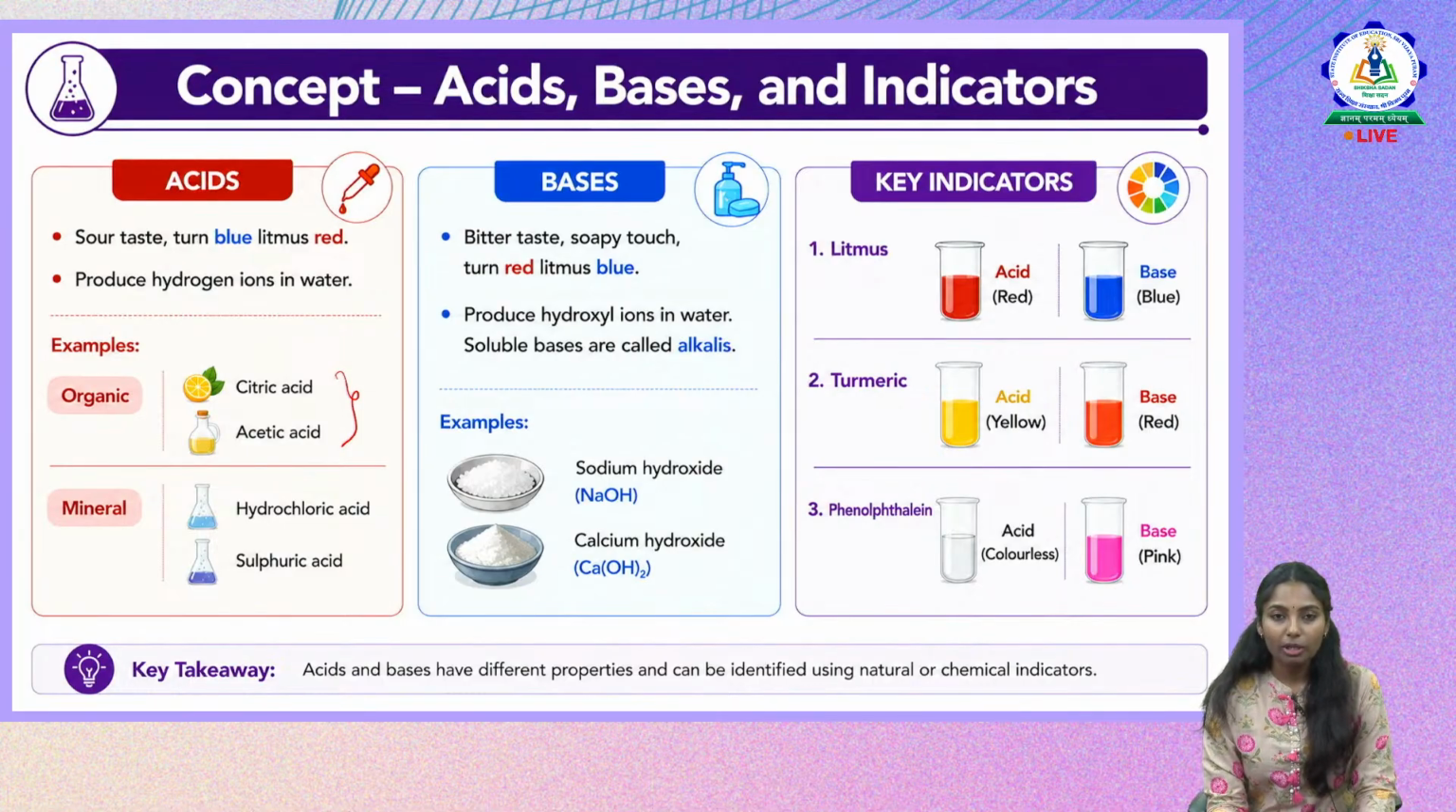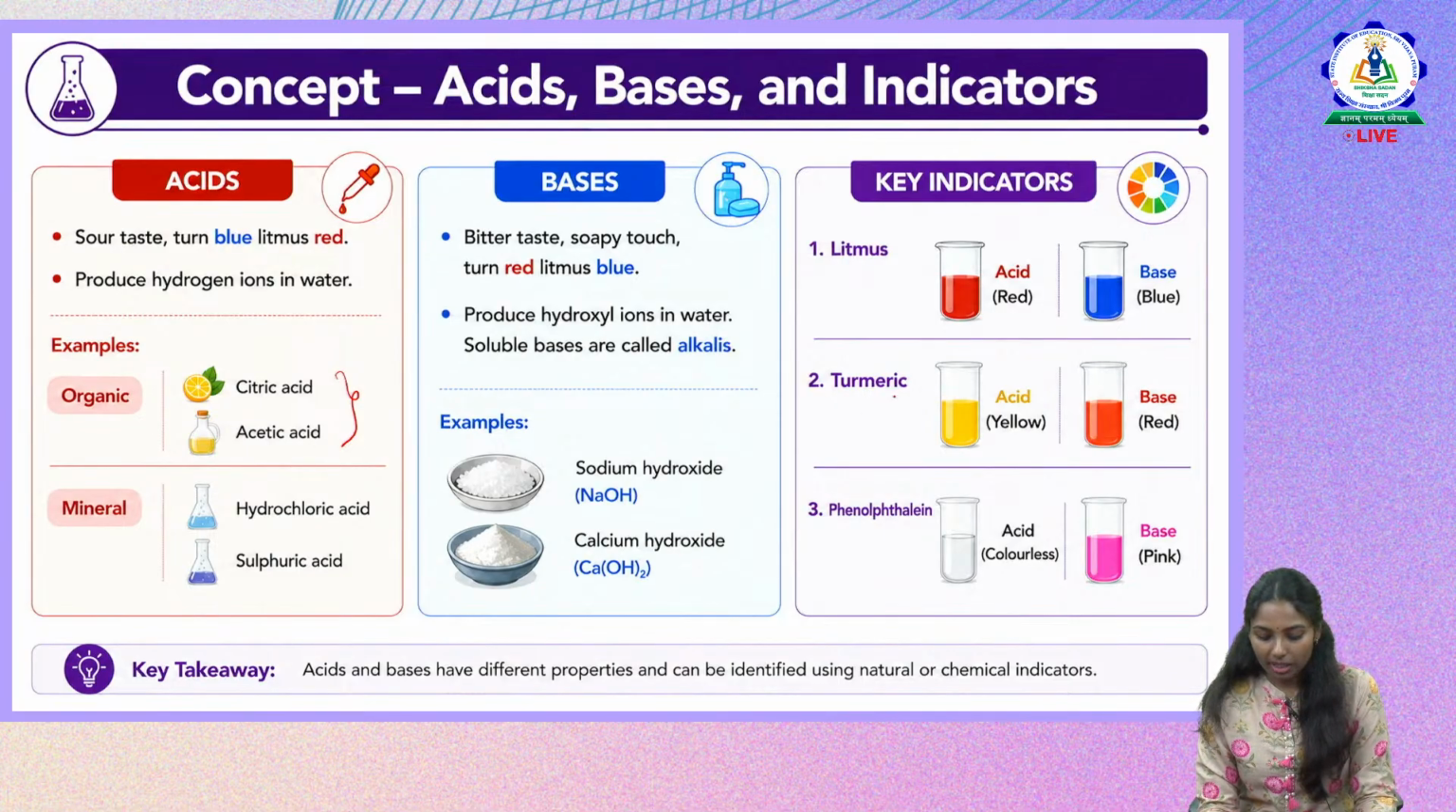Then only you will be able to find out in case of indicators how they behave. Okay, so again a quick recap of how all the indicators behave in each of the medium. In case of litmus, in acidic medium it is red, and in basic medium it is blue. Means in litmus here blue litmus changes to red, and in case of base red litmus changes to blue.